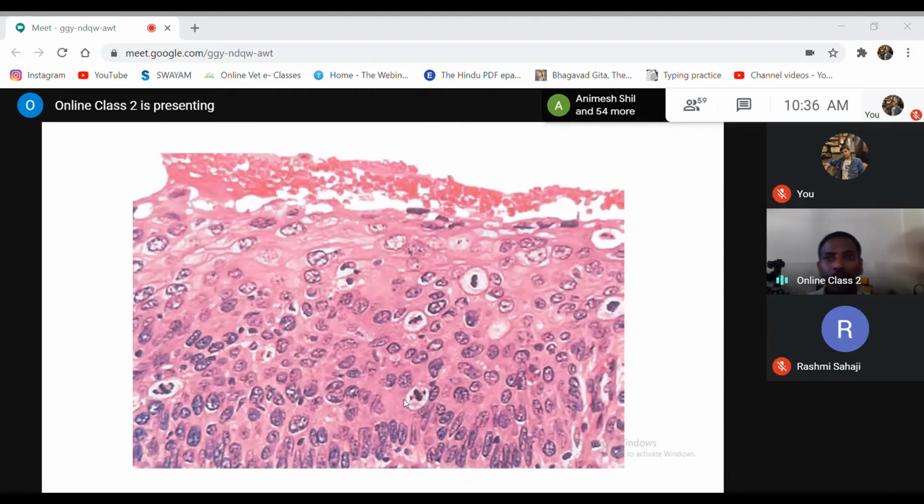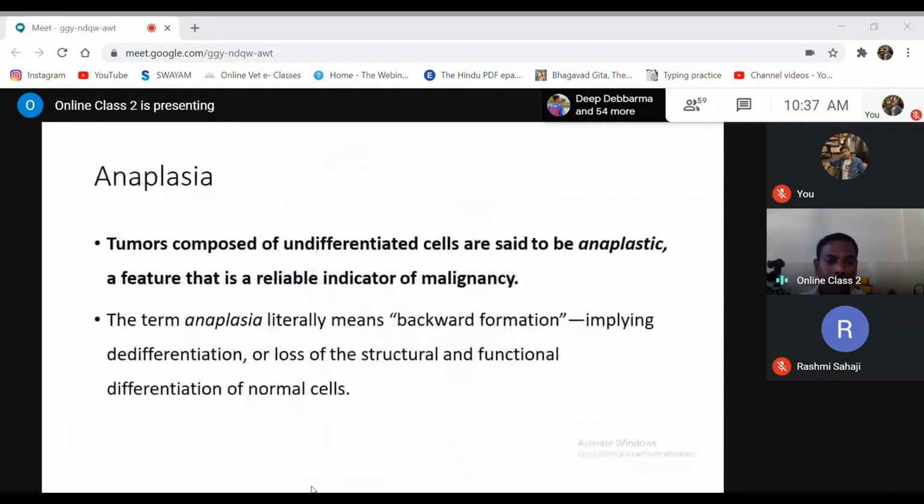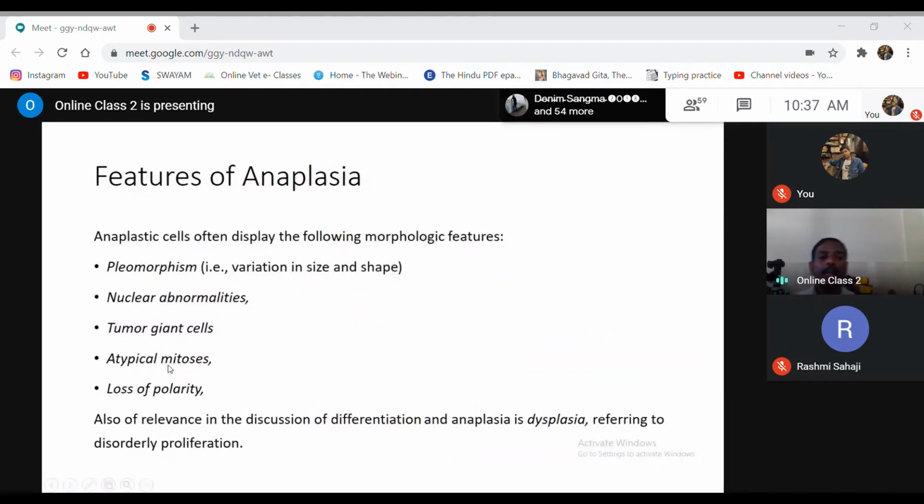So the more the mitotic figures, it indicates that the cells are highly proliferative in nature. You have to remember, in benign tumors the number of mitotic figures is less. In malignant tumors the number of mitotic figures is more, because malignant tumors multiply faster. The number of cells multiplying is more in malignant tumors than in benign tumors, so we find more mitotic figures. So that is another feature: atypical mitosis or mitotic figures.